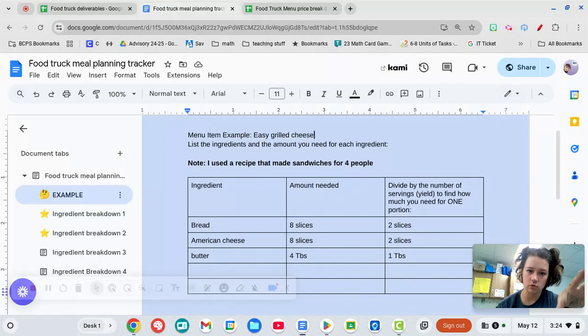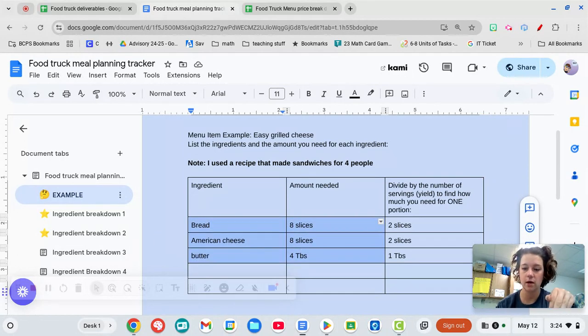So let's say I'm making grilled cheese and my recipe will feed 4 people. My original recipe says I need 8 slices of bread, so I put bread, 8 slices. It says I need 8 slices of American cheese, so I put cheese, 8 slices, and 4 tablespoons of butter. So these 2 columns are just from the recipe, no changes made, okay?